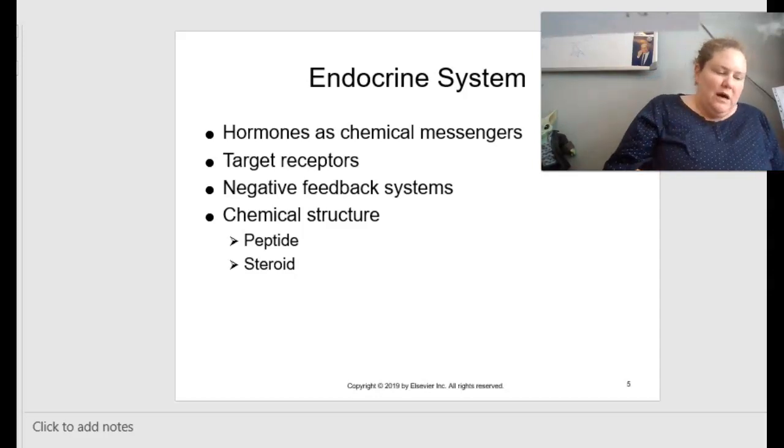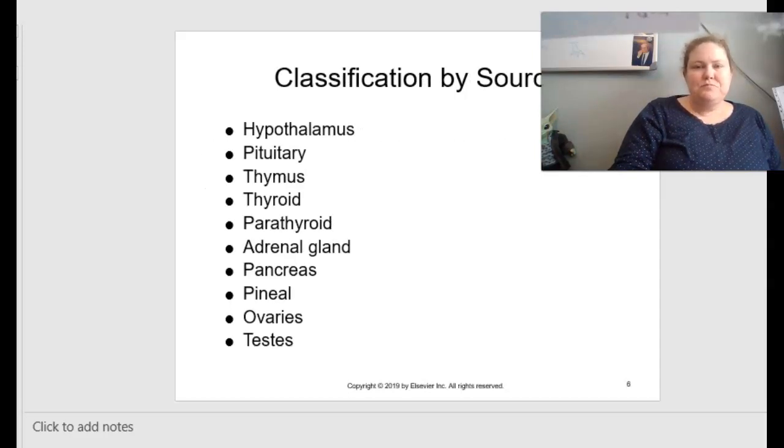We also are going to be talking about negative feedback systems, and so these are very common. Some common negative feedback examples are going to be regulating blood glucose levels, insulin increases or decreases, therefore signaling how we can move glucose out of the blood and into storage, etc. And then also the chemical structures that are involved in the endocrine system, including the peptides and steroids.